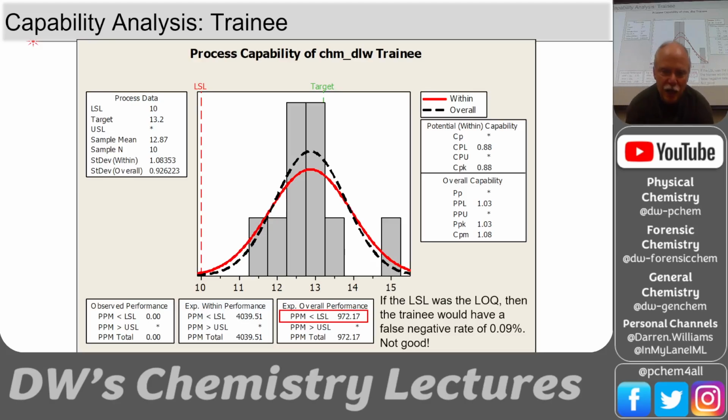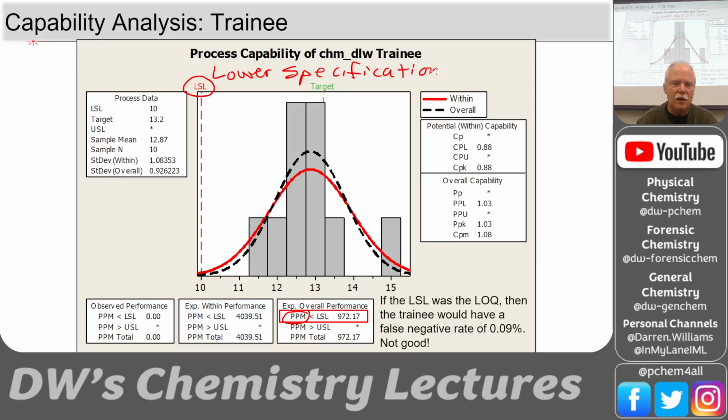So it does this. This is the trainee. You see the histogram, you see the distribution, and I'm not going to explain everything on here, but this is the main thing I want to point out. The parts per million below the lower specification limit, LSL, that's lower spec. Lower specification limit.